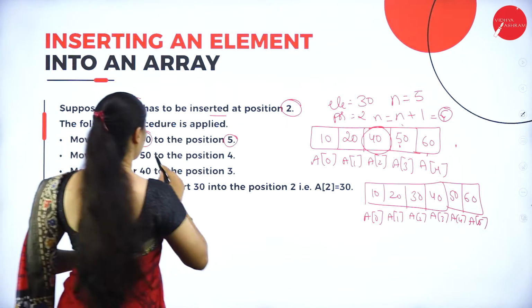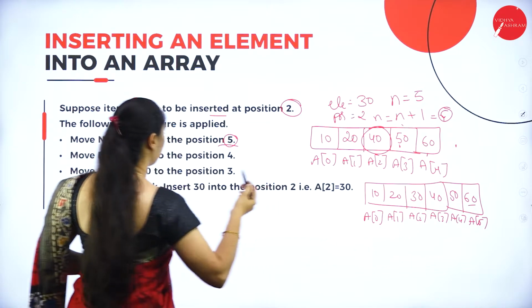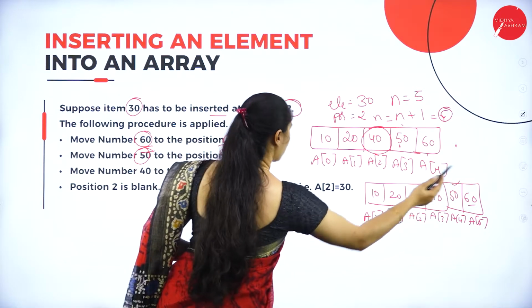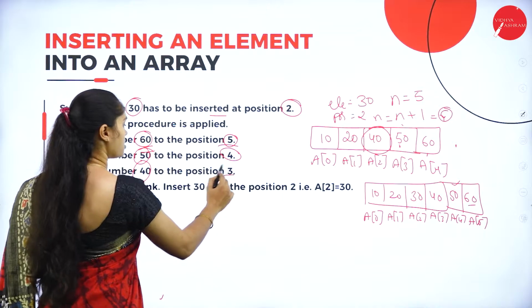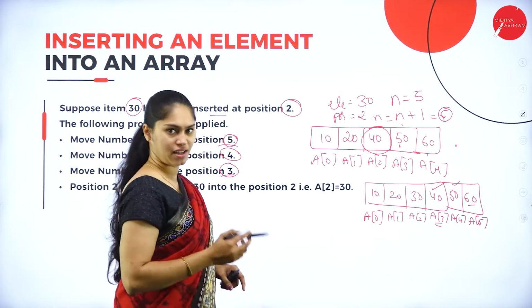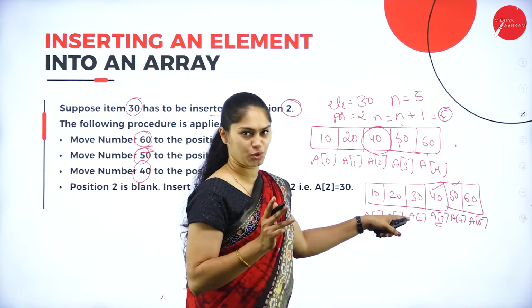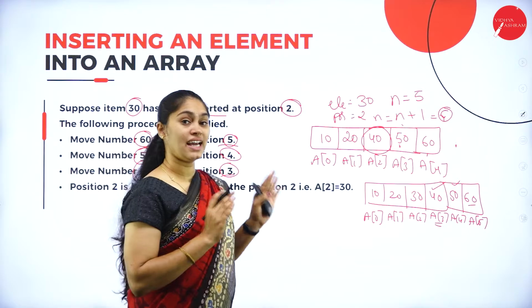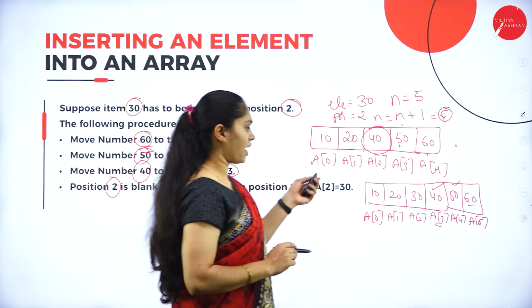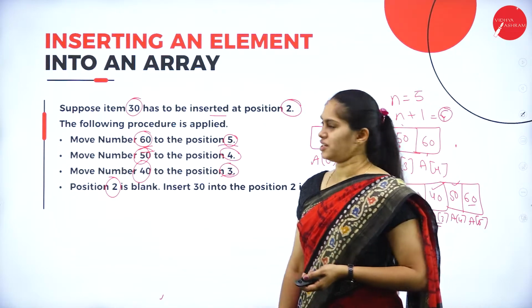You can see here 60 is moving to position 5. Correct, no? So here it is in the 5th location. 50 is moved to position 4. This is also correct. And 40 is moved to position 3. Right? That is in location 3. And now I wanted to insert an element called 30, and now it's in position 2. This is how we are going to perform the insertion. You can see here, now that position 20 is blank. That will be filled by 30, or whatever element you wanted to insert.